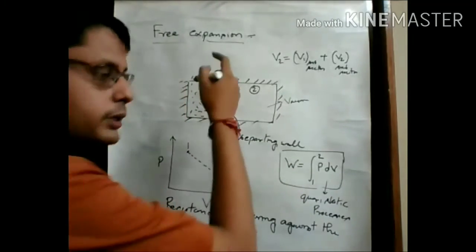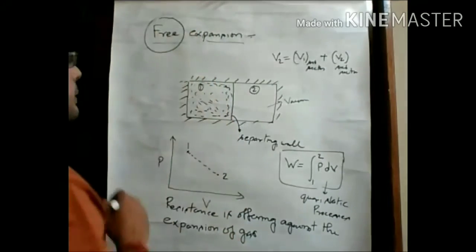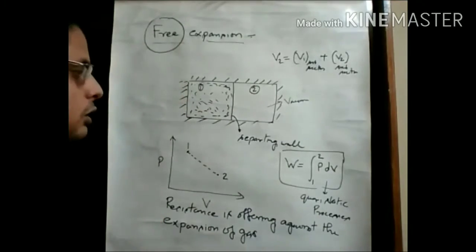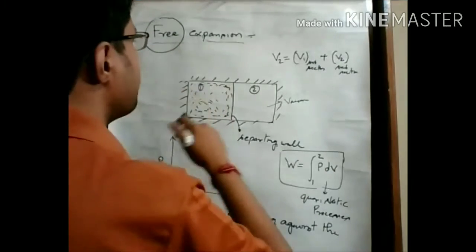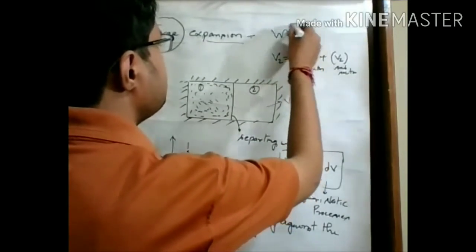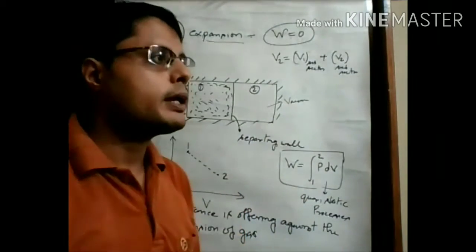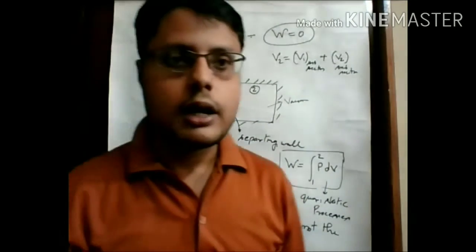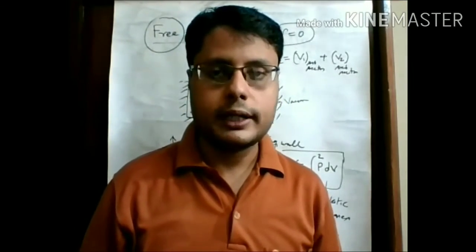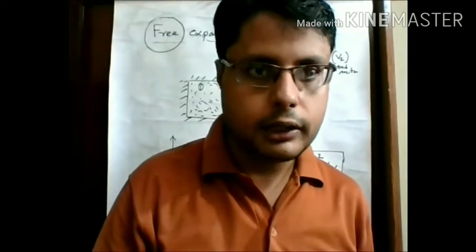That's why we call this an expansion which happens in a free manner. So the work done in a free expansion process must be equal to 0, because there is no element offering resistance against the expansion of the gas. So that's all about free expansion. Now we move towards our slide.